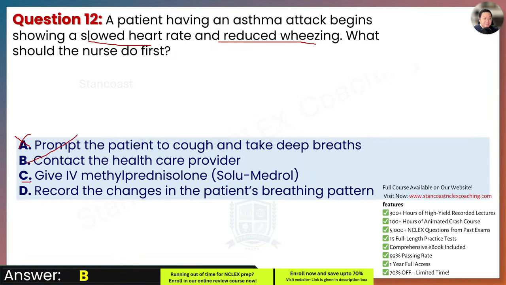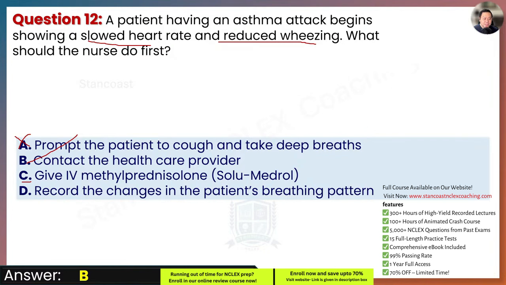What about letter C? Give IV methylprednisolone. We know that methylprednisolone is a steroid, right? And this is also important in treating inflammation in the airways, but their action is delayed. So they can take hours to reduce the inflammation and open up the airways, making them ineffective as a first-line intervention in a life-threatening emergency like this. What we need this time is immediate intubation, right? And we have to contact the healthcare provider, and also make sure that we are implementing this in a very prompt manner.